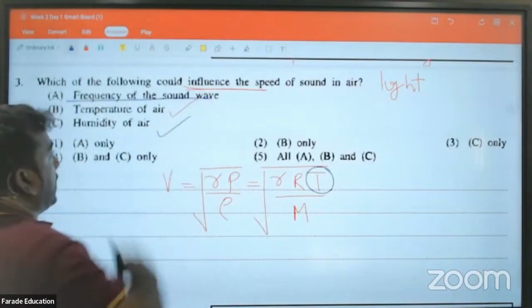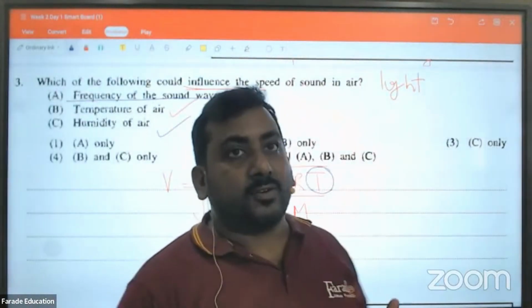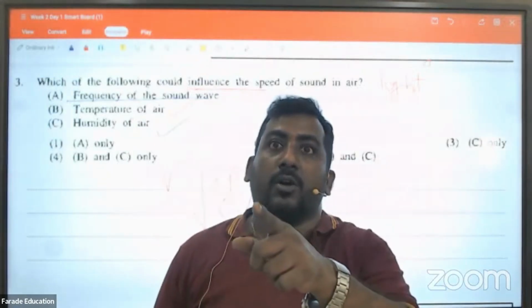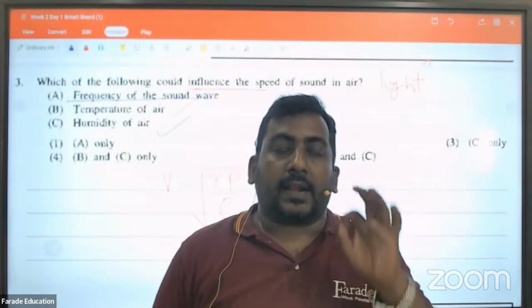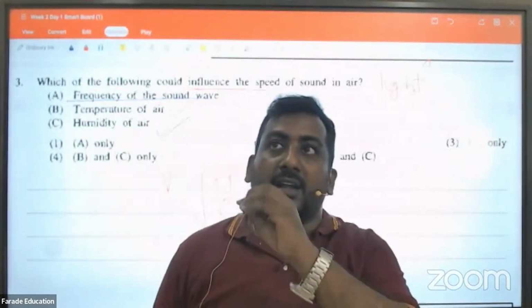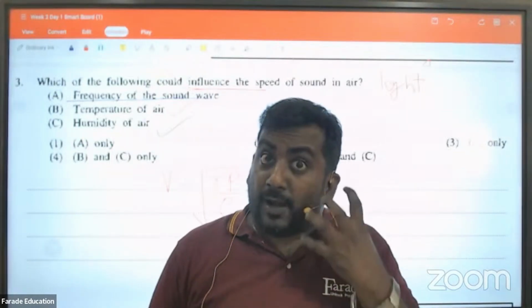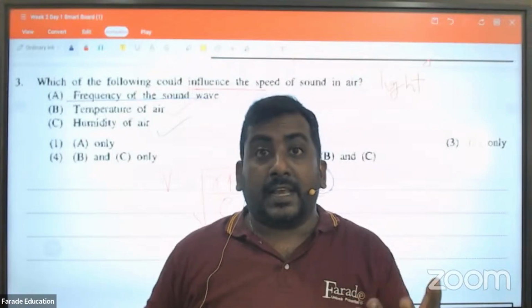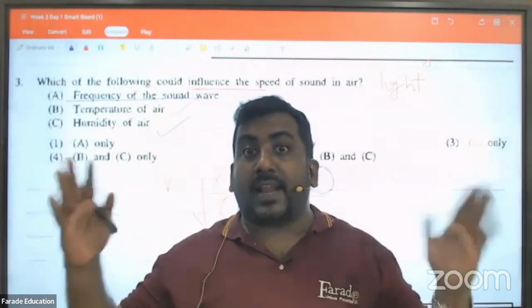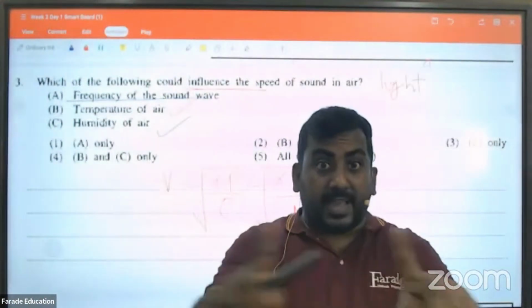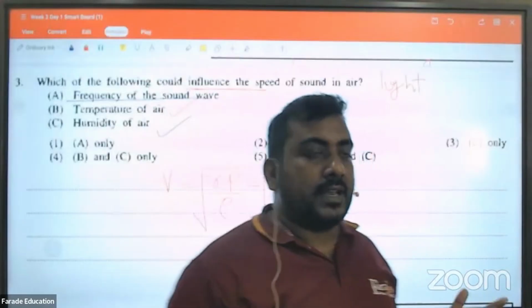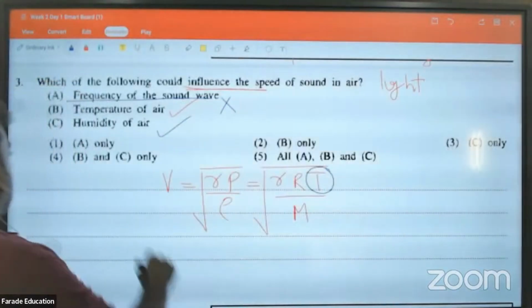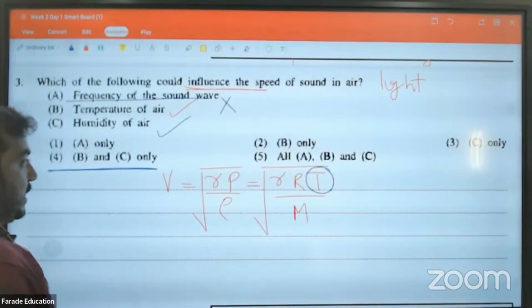What about the frequency of sound? Think like this: there's a trumpet playing and somebody shouting, at different frequencies. If the velocity of sound actually depended on frequency, we would hear the trumpet and the person talking at two different times, even at the same distance. That's not true. So frequency does not affect the speed of sound. The correct answer is only B and C.